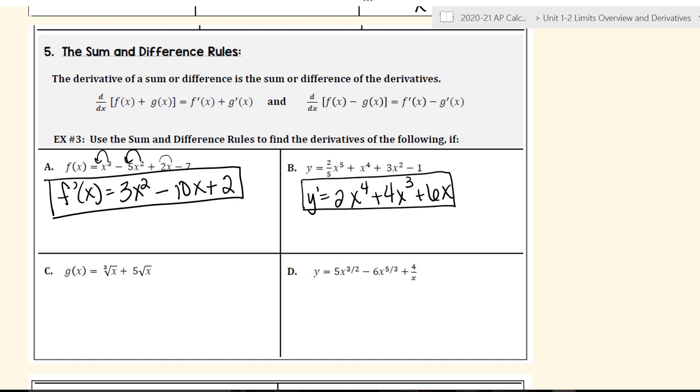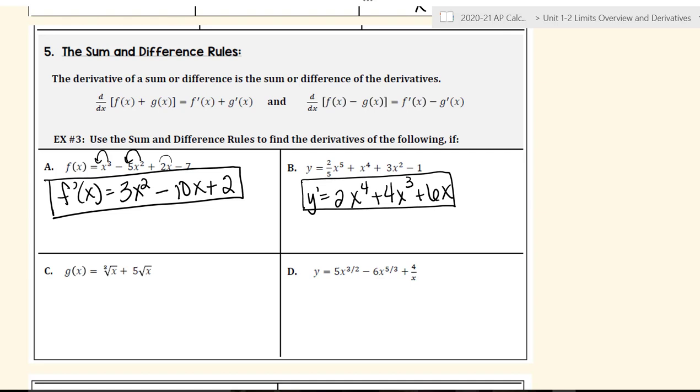Take a look at your answer here. Remember, we're multiplying 2/5 by 5, so that's just left with 2. Take it down 1 degree. That 4, we're multiplying that by 1, take it down a degree. 2 times 3, take it down a degree. Constant is 0, so there's nothing there.